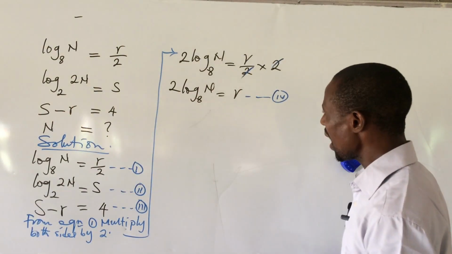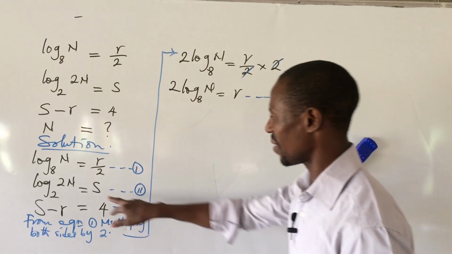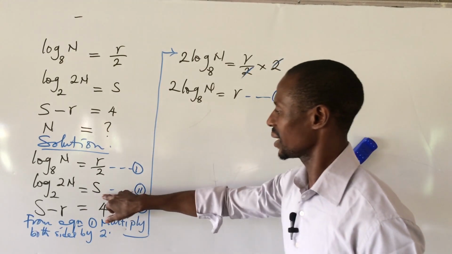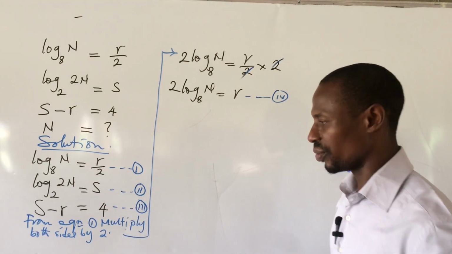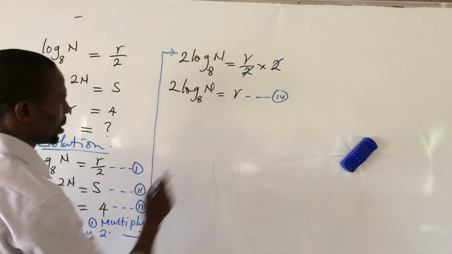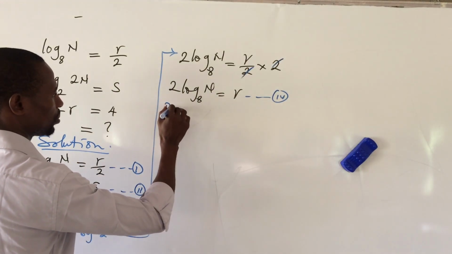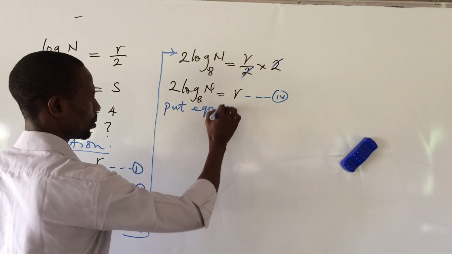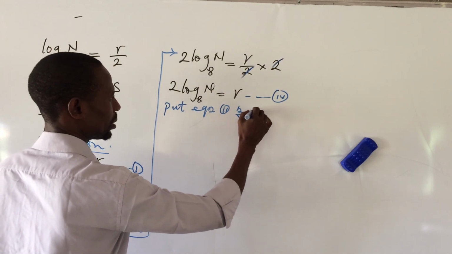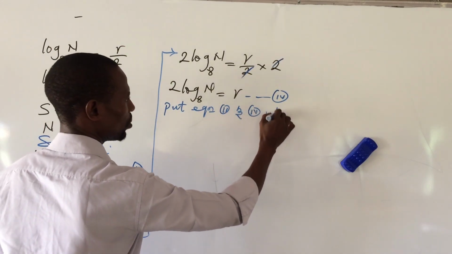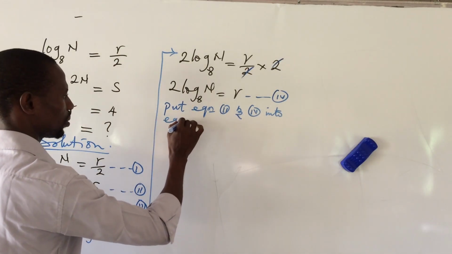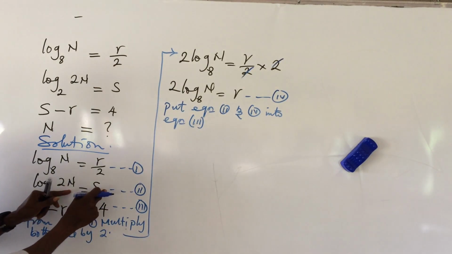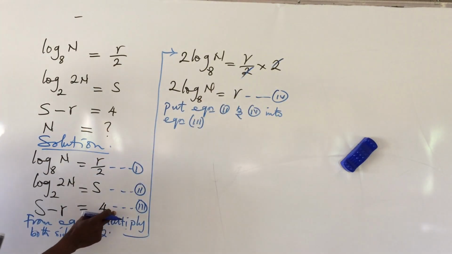Now we have our y played out. We also have our x played out. So we can now substitute y and x into equation 3. So from here, we put it down in writing: put equation 2 and 4 into equation 3. We want to put equation 2 and equation 4 into this equation 3.